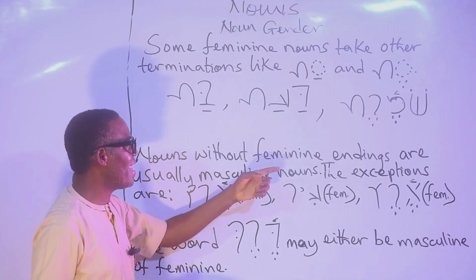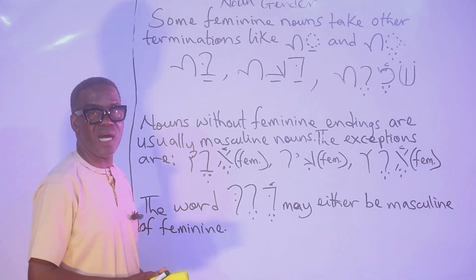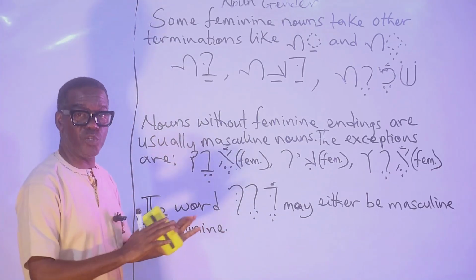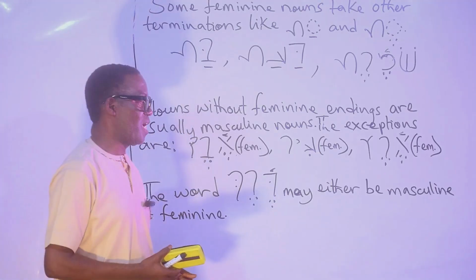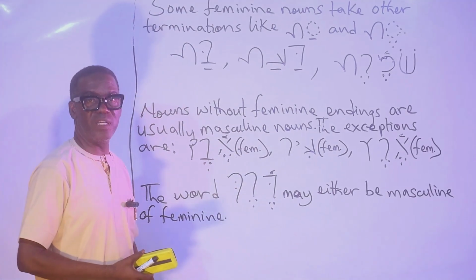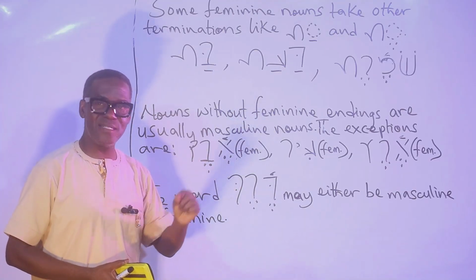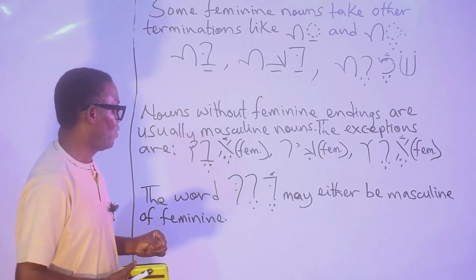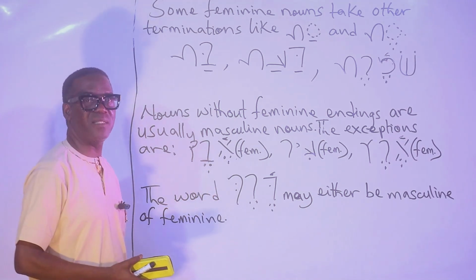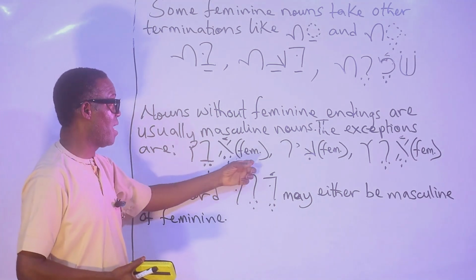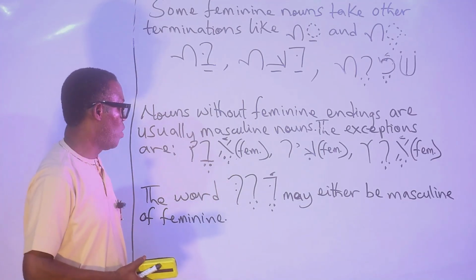Nouns without feminine endings are usually masculine nouns. But we have some exceptions, and I put the most common ones on the board. They are feminine nouns, but they do not have feminine endings. So you have to take note of these three. The first one is eben. Eben is a feminine noun, the word for stone.